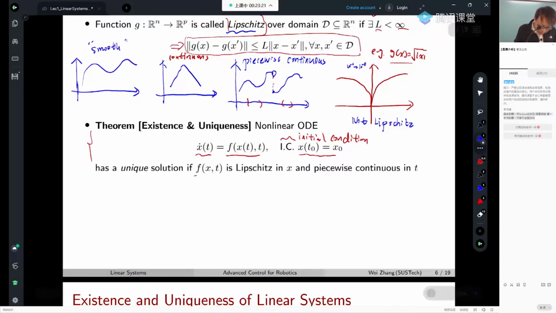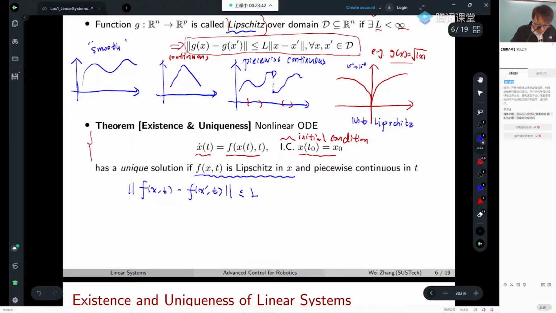So what do I mean by this function is Lipschitz in x? You view that as a function of x. That means for arbitrary t, f is a function of x and t, right? And f(x) minus f(x prime) of t should be less than L times x minus x prime, and for all t. For all t in the range of our interest, maybe from some t0 to t final, okay?